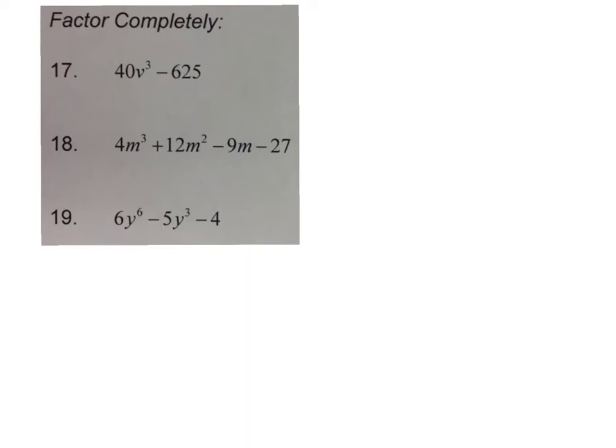Okay, so the first thing that happens here is I see that cube, and that is actually going to be a key to me that I'm going to do the sum or difference of cubes. The 40 and 625 are not sum and differences of cubes, but I know that a 5 can go into both of them. So if I pull a 5 out, I end up with 8v cubed minus 125.